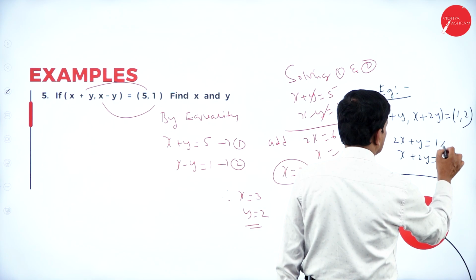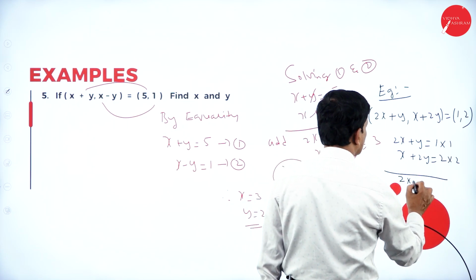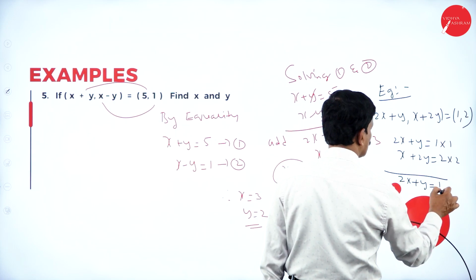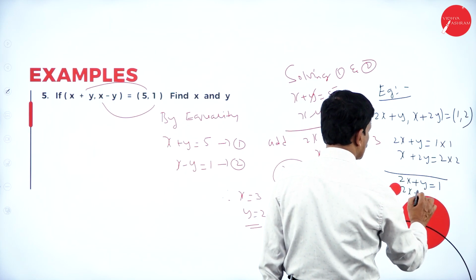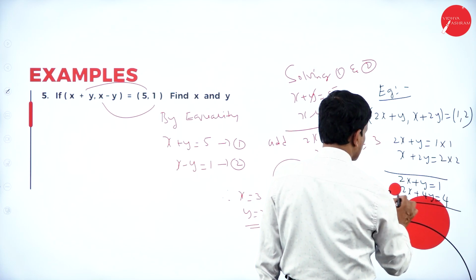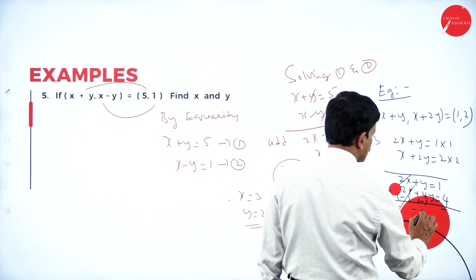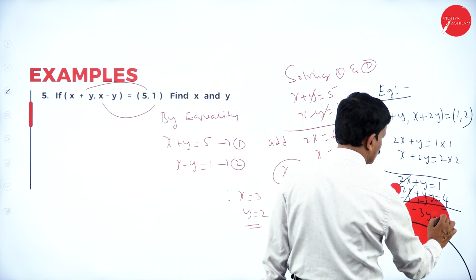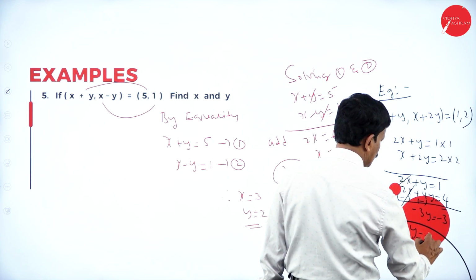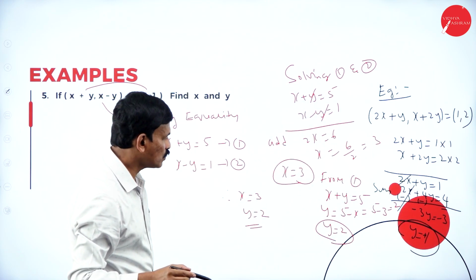Just multiply the first with 1 and the second with 2. So you will get 2x + y = 1 and 2x + 4y = 4. Now subtract. If you subtract, the signs become minus and minus, plus 2x minus 2x gets cancelled. Minus 3y is equal to minus 3. Therefore y is equal to plus 1, since minus 3 by minus 3 is plus 1.